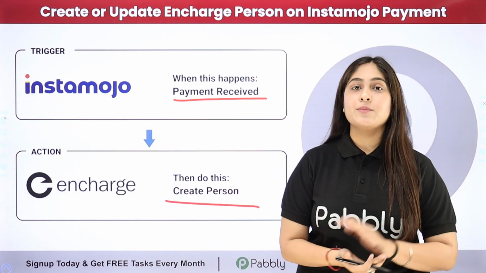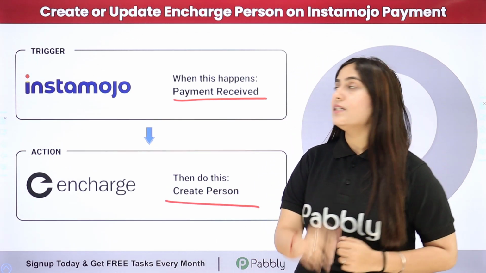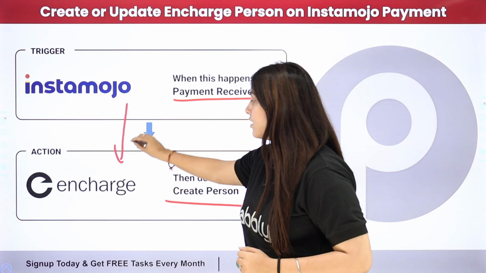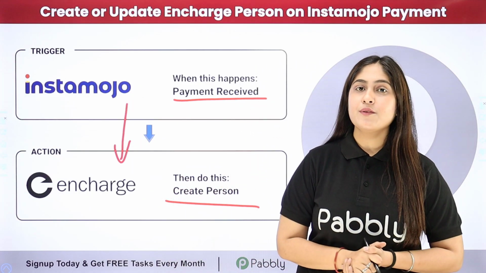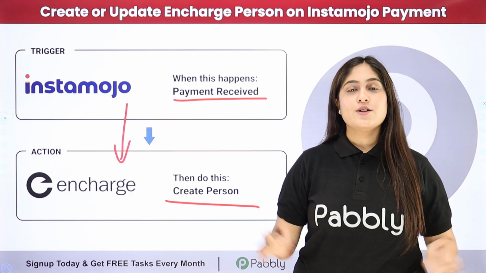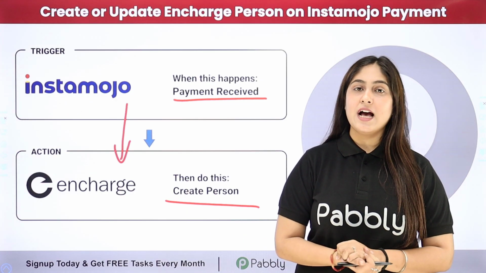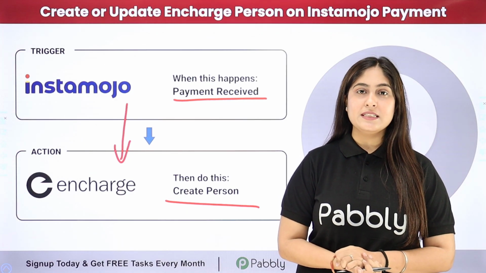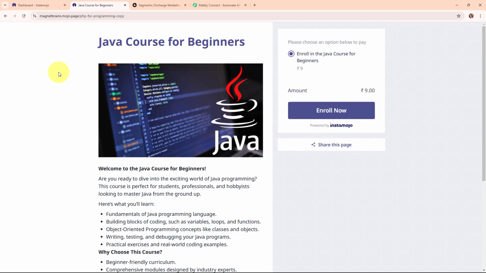So now here to automate the entire process, I need to connect my Instamojo with my Encharge account using an automation software named Pabbly Connect. So to see the working of this automation and to learn this process step by step, let me take you to my screen. Welcome to my screen.